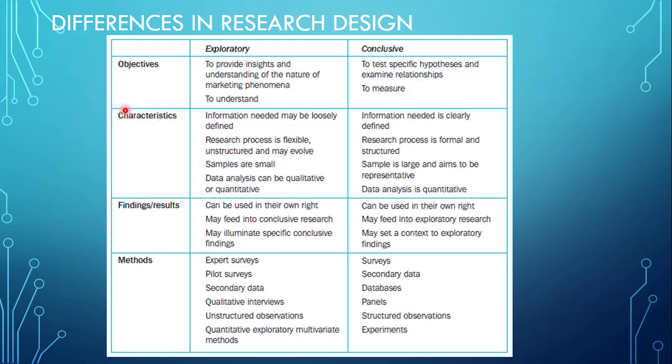In terms of characteristics, when you use exploratory type of research design, the information that is needed is loosely defined. It's not concrete. But when we see conclusive type of research design, the information that is needed is clearly defined. It is clear and it is concrete. The research process, if you use exploratory research design, it is flexible. But if you use conclusive type of research design, it is formal and it is structured.